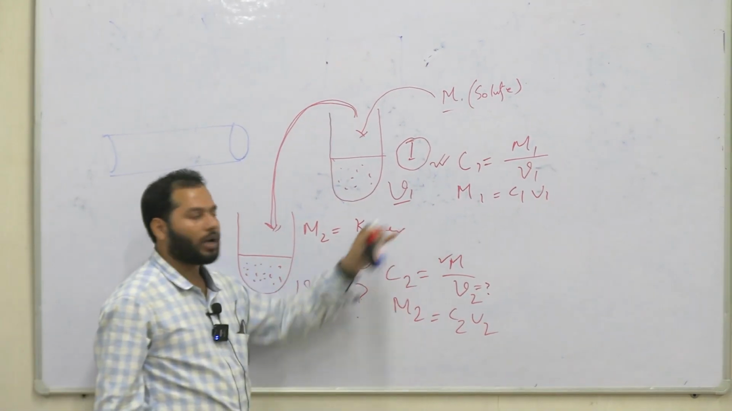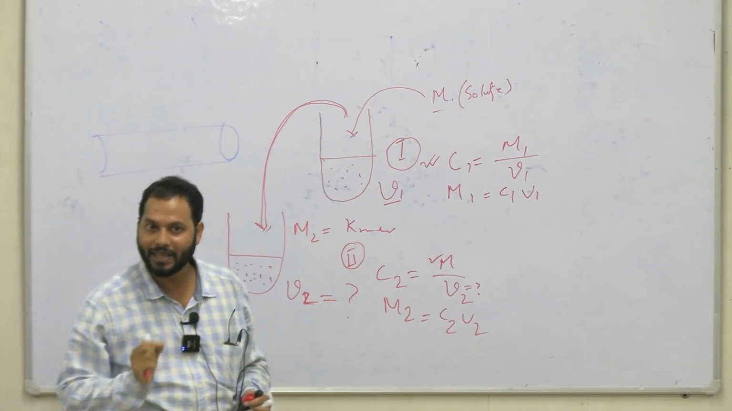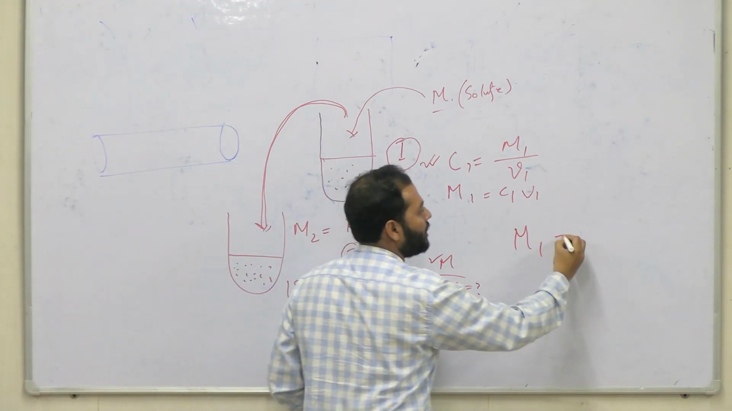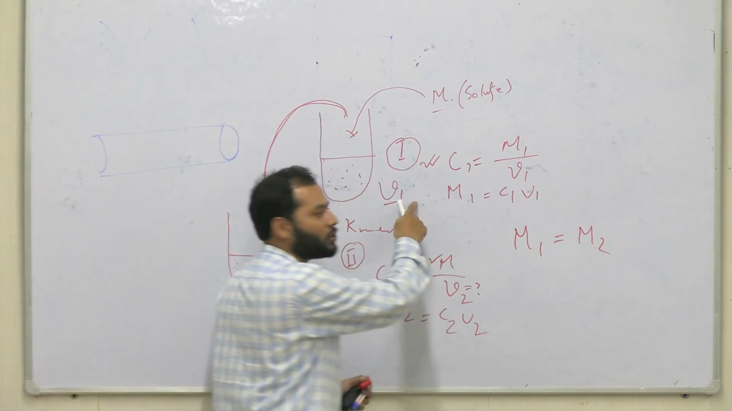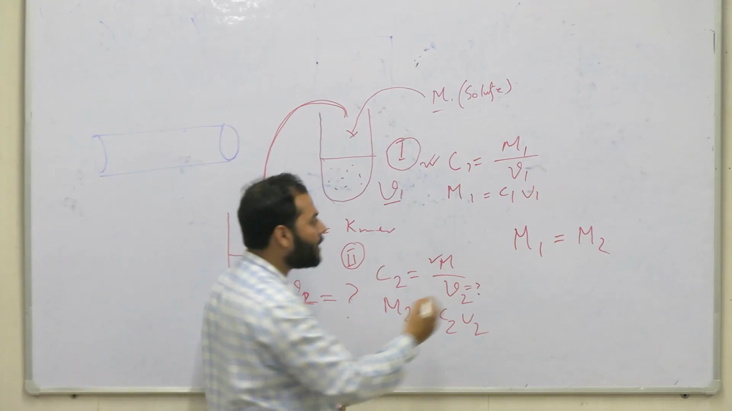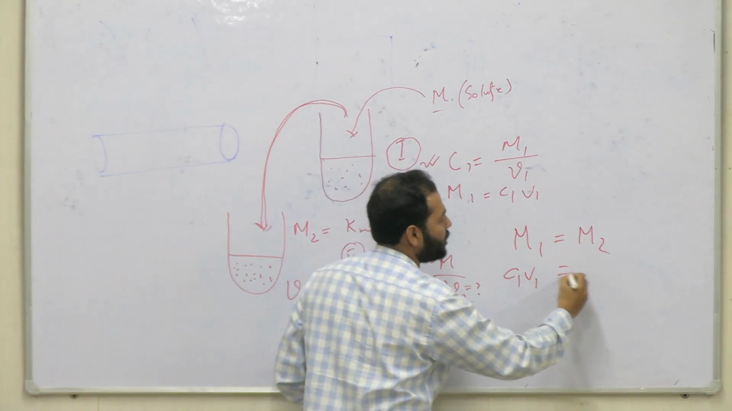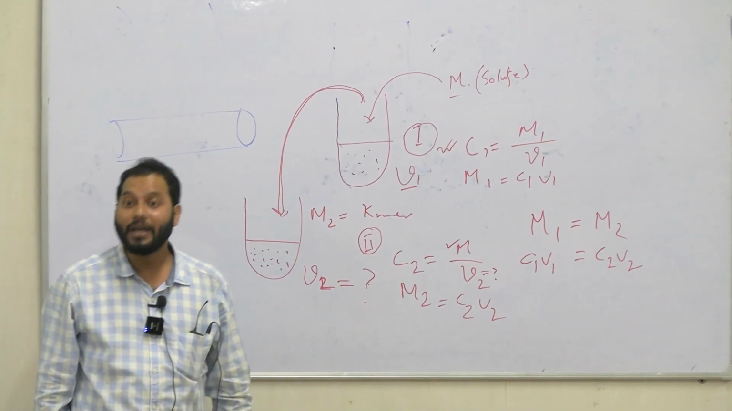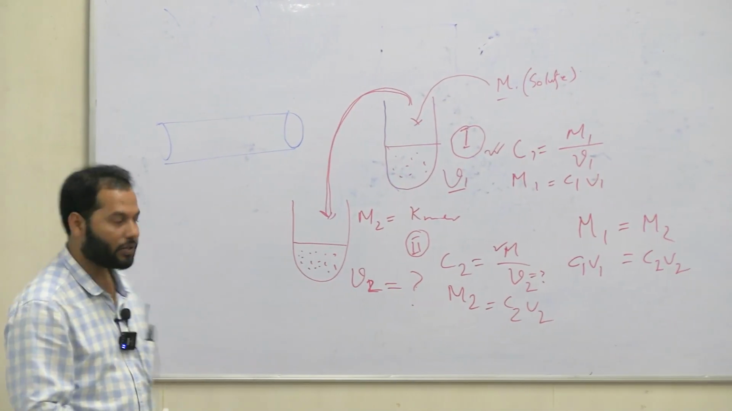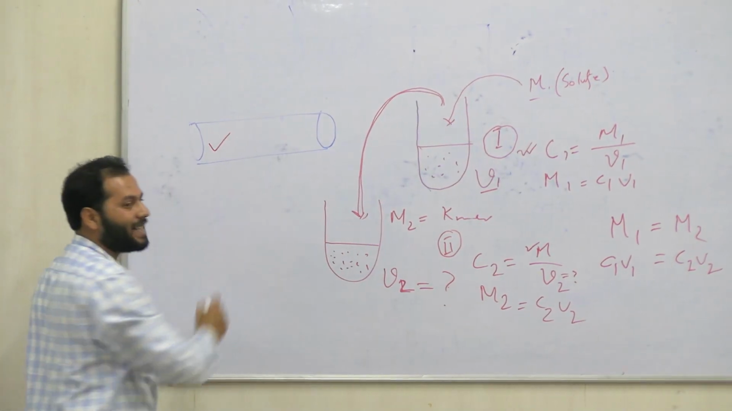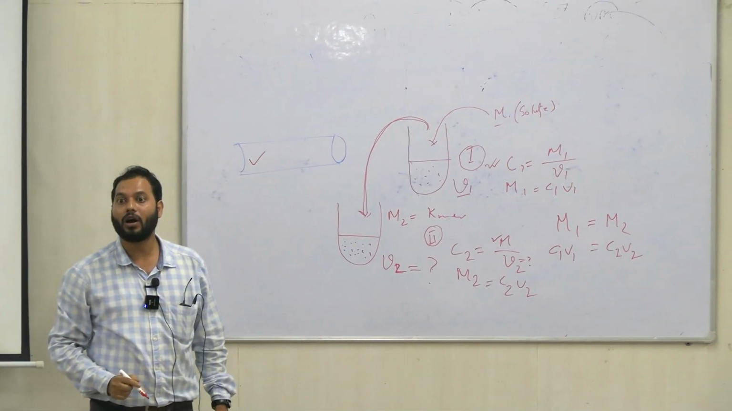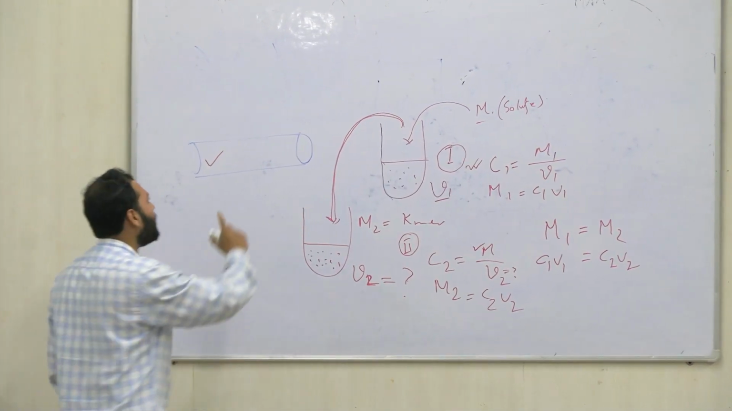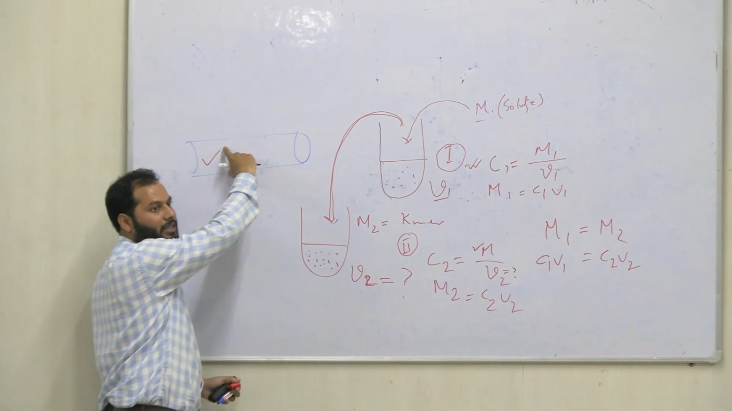In case 2 and case 1, what is the same? The thing that is equal is the mass, right? So here M1 is equal to M2 from case 1 and case 2. It means C1V1 is equal to C2V2, right? What is our intention? Our intention is to know about the volume present in blood capillary or volume present in extracellular fluid. Clear?